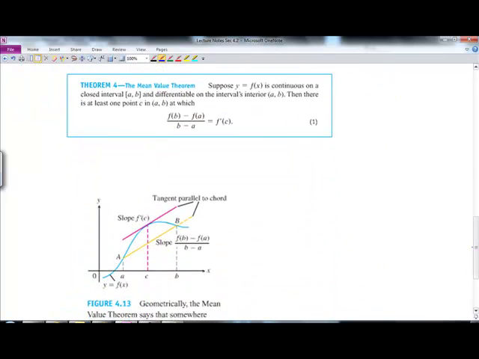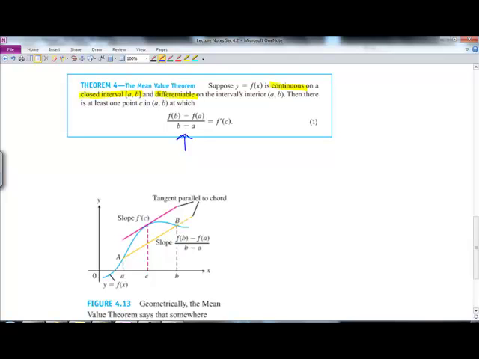The mean value theorem says suppose y is equal to f of x and that it's continuous on the closed interval, and differentiable. Then there's at least one point c in between those points at which f of b minus f of a over b minus a is equal to f prime of c. And this part should look fairly familiar. That's like the average change.